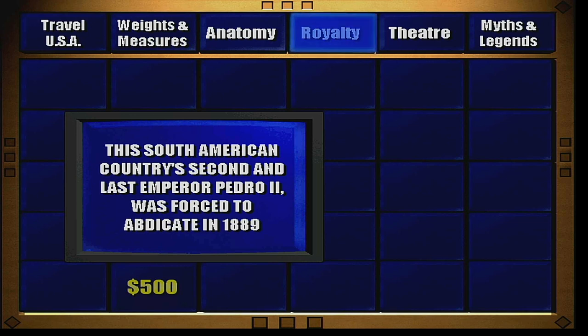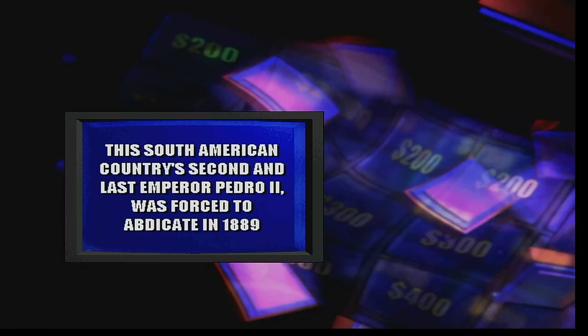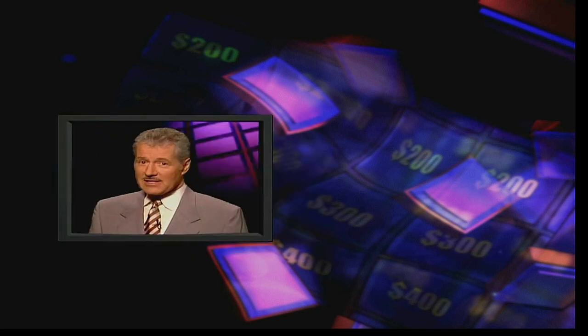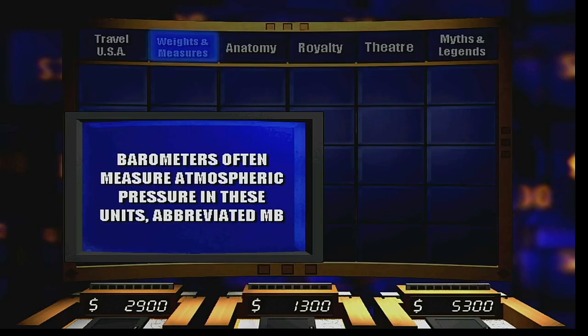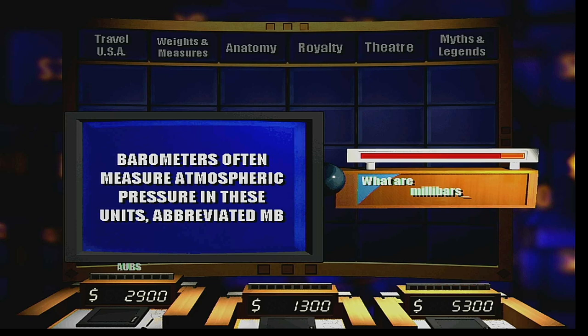This South American country's second and last emperor, Pedro II, was forced to abdicate in 1889. Player three: What is Brazil? That's it. I was thinking that for some reason. Barometers often measure atmospheric pressure in these units, abbreviated MB. Player one: What is the millibar? Yes.